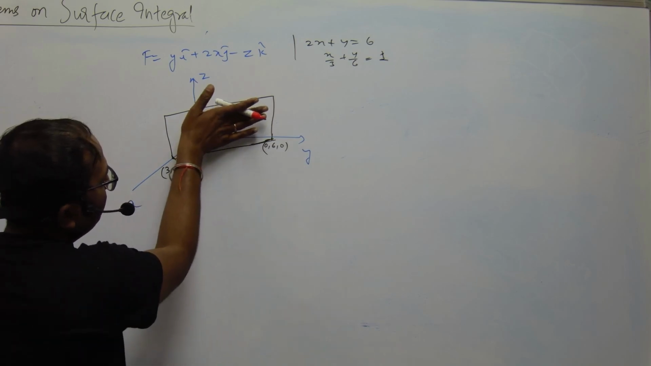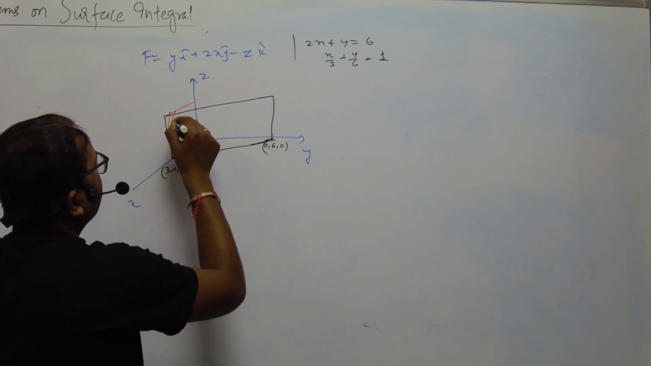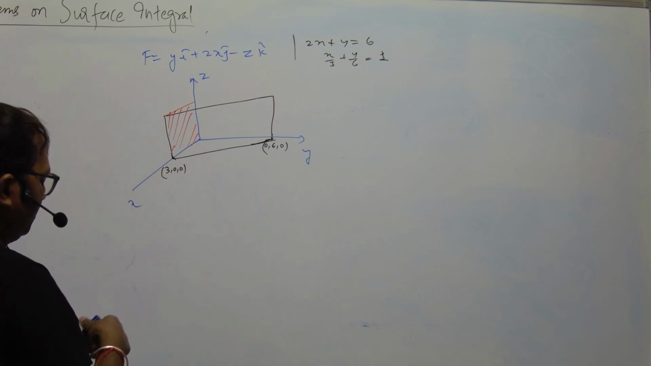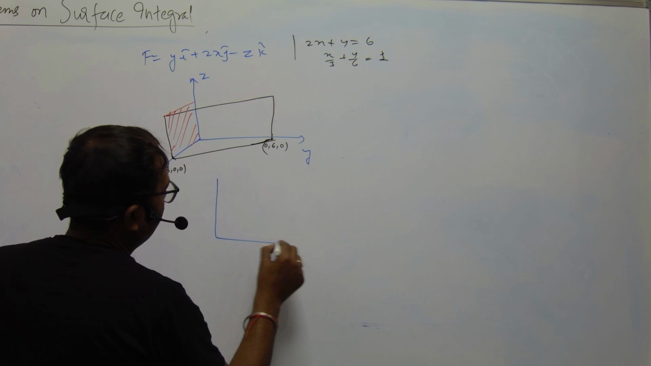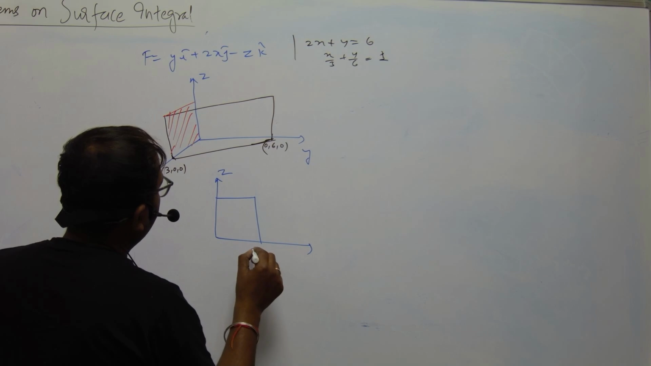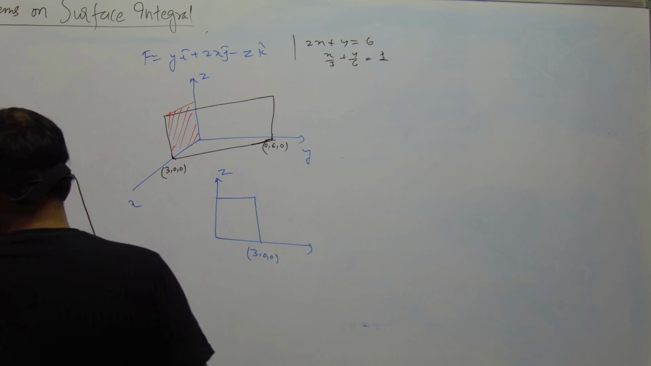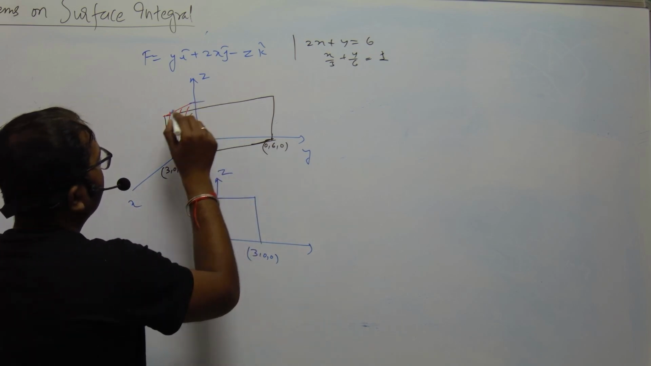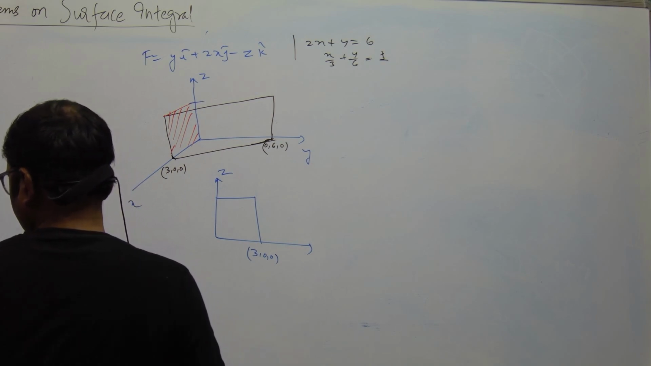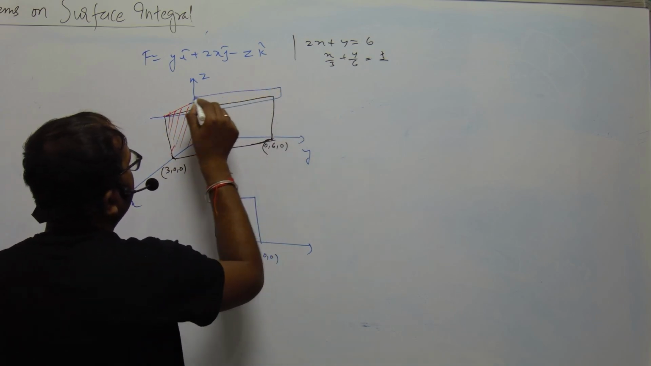If we are taking the projection of this surface on the xz plane, our projection will be like this. This is our x and this is our z. This is our projection. This is 3 comma 0. S is the surface of the plane in the first octant, cut off by the plane z equal to 4. This is our z equal to 4 plane.